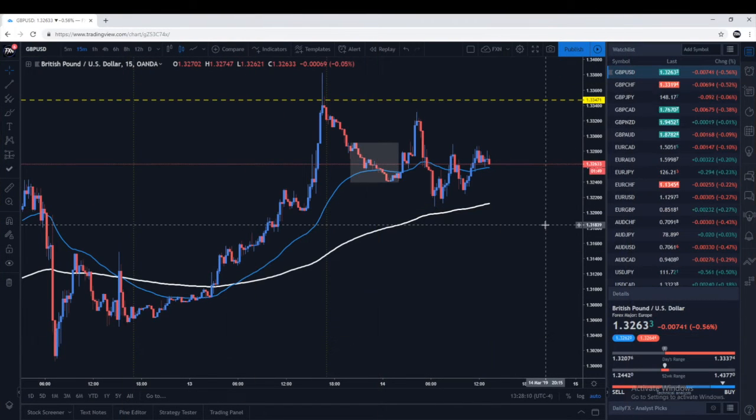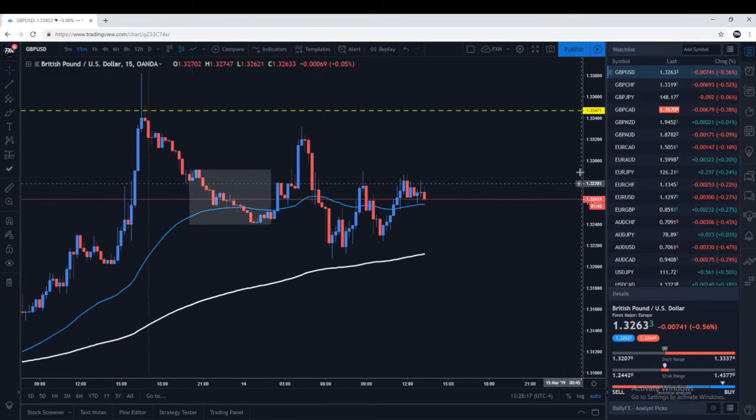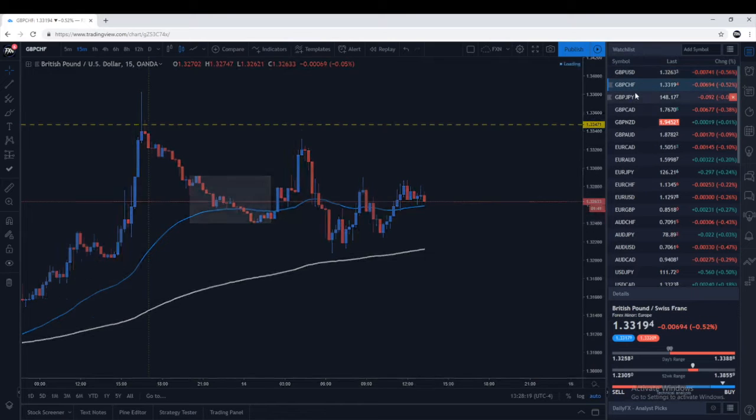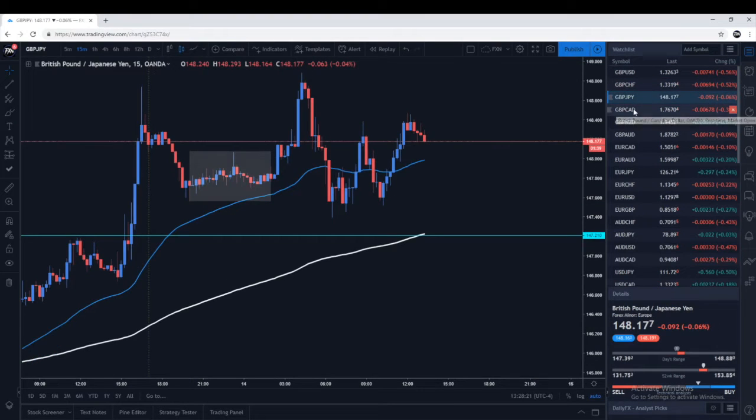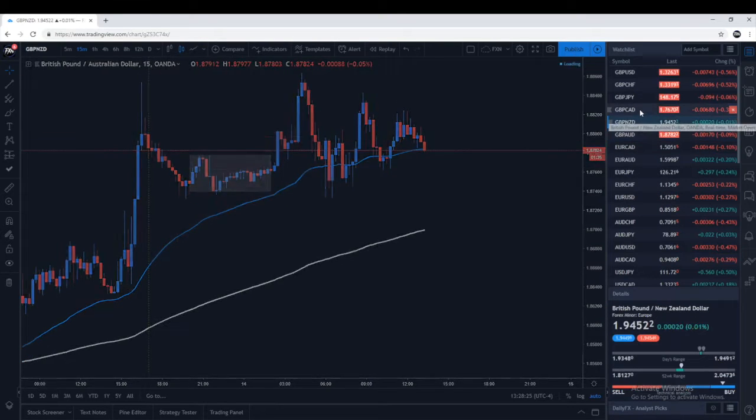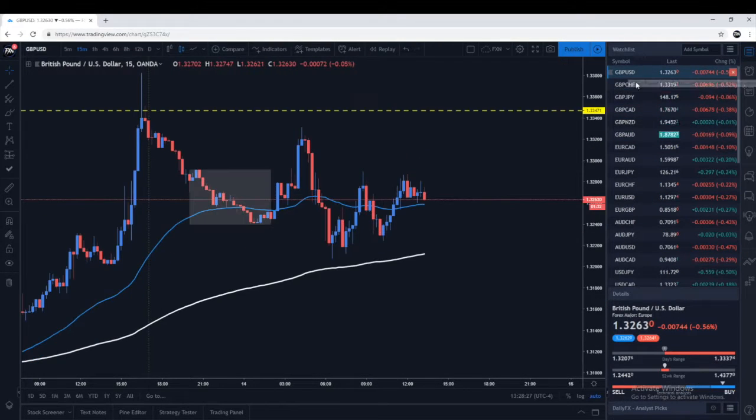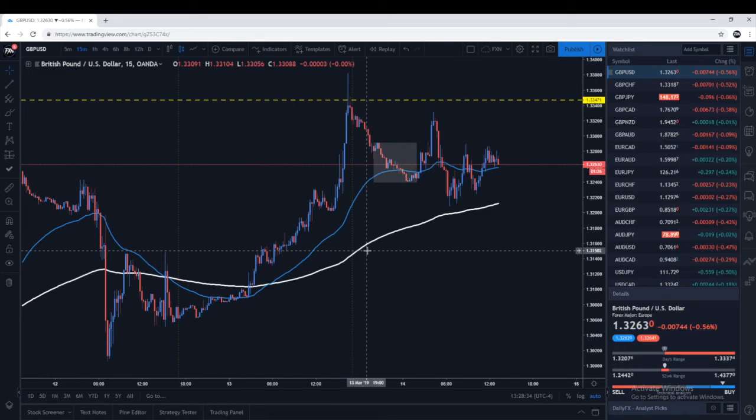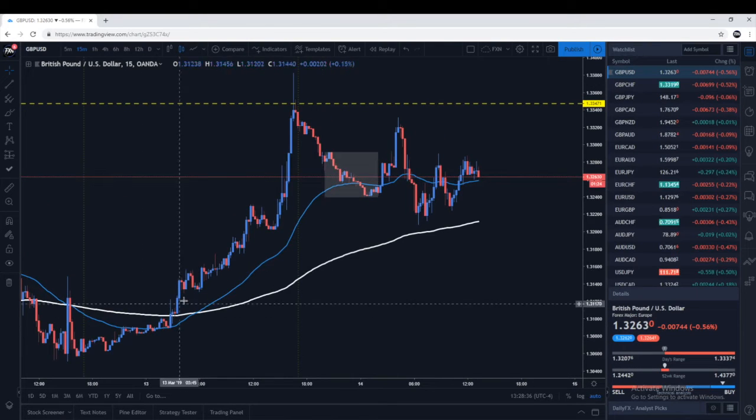All right guys, so let's go ahead and just start out with all the pound pairs. This morning during London we essentially had very similar setups happening on all of the pound pairs, as you can see. Pretty much the exact same setups. Now the question is, do you see this setup off the bat? So what do we have here?